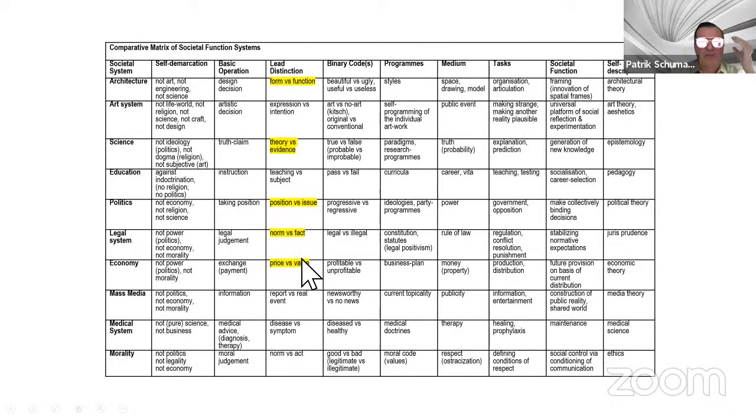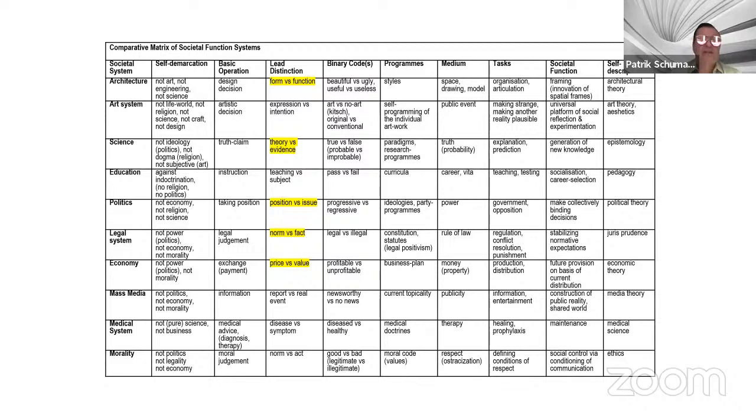For instance, here, I haven't written them out all. I say the next one is the lead. So we have all the lead distinctions here. And here you see which system. So for instance, in the political system, basically we have the lead distinction of position versus issue. And the task formula of the political party and the politics is its task is to formulate and develop and propose and maybe implement certain positions of collective action with respect to certain issues which become political issues.